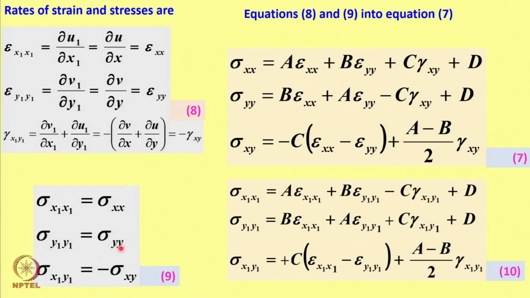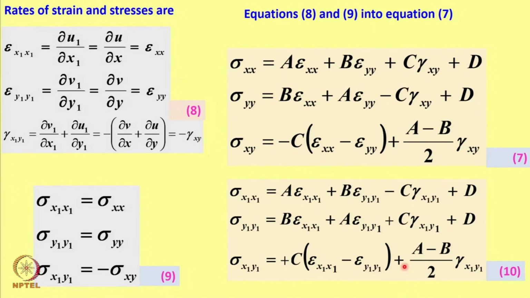So epsilon x1 equal to epsilon xx, epsilon y1 equal to epsilon yy, sigma x1 equal to sigma xx, sigma y1 equal to sigma yy, sigma x1 y1 equal to minus sigma xy. So if I substitute this for sigma x1, I get a epsilon x1, b epsilon y1. Notice this has become minus because gamma is minus. So this is again same, b plus a same, but this minus has become plus because gamma x1 y1 equal to minus gamma xy. So here again minus sigma xy equal to minus sigma x1 y1. If I multiply throughout by minus, I get plus c epsilon x1 minus epsilon y1. Here gamma xy is equal to minus gamma x1 y1.